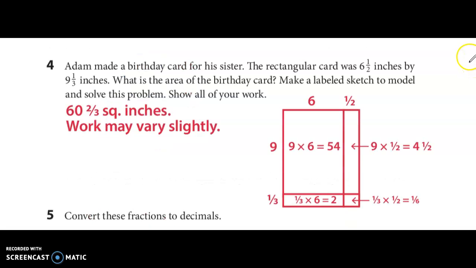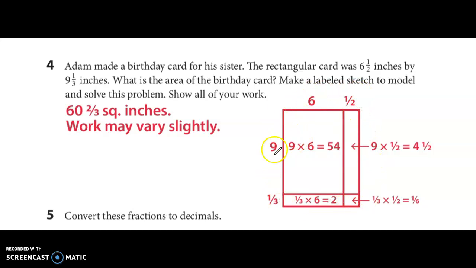Moving on to number 4, we've got a birthday card that Adam made for his sister. The card is 6 1/2 inches by 9 1/3 inches. What is the area? It says make a labeled sketch to model and solve this problem. When you find area, you know you're going to do the length times the width. So you're doing 6 1/2 times 9 1/3. Go ahead and make your sketch.